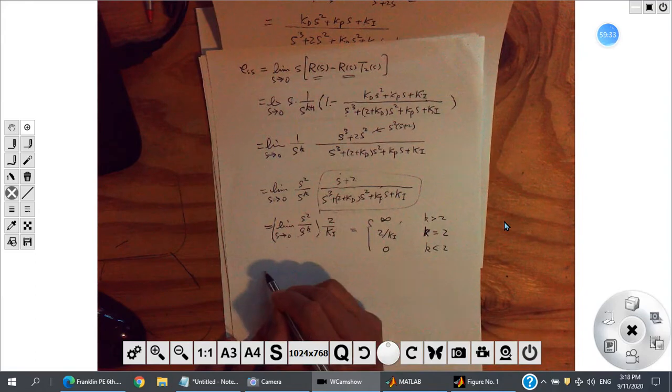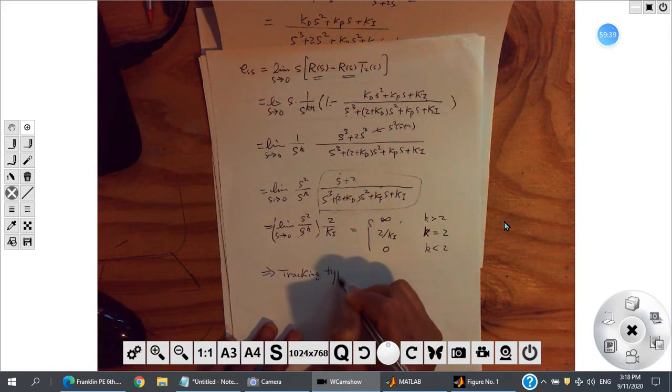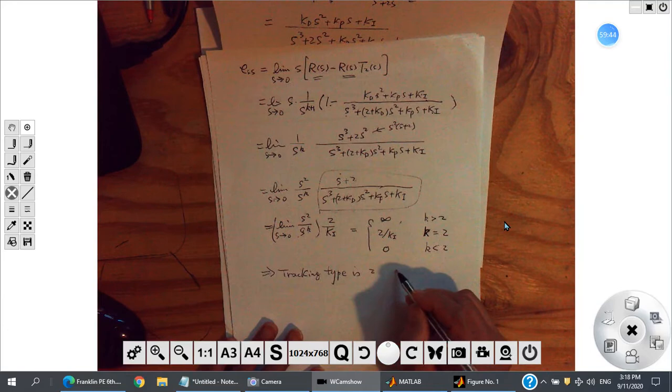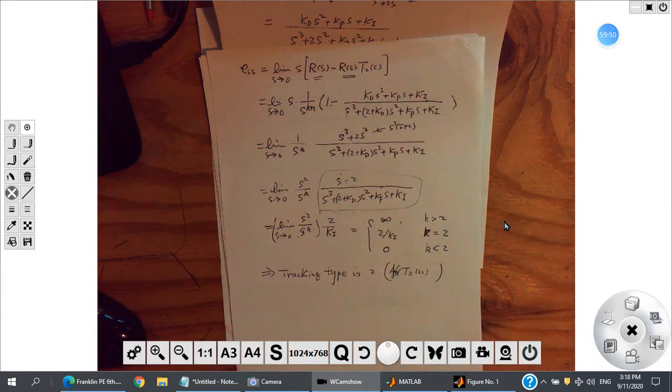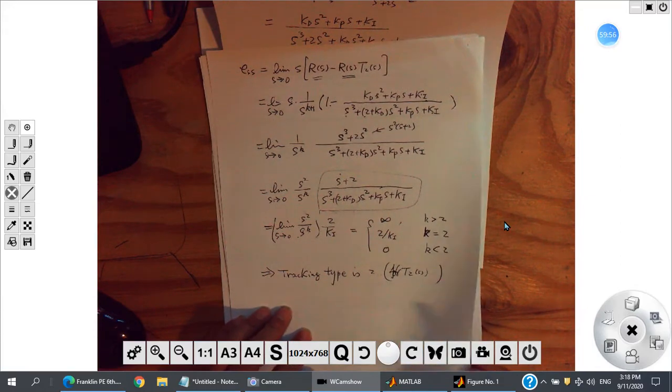Okay, now we know the tracking type is 2. Okay. T1. This is for T2, for T2S, or T2S. Alright, this is the tracking, and then we also check the regulation.